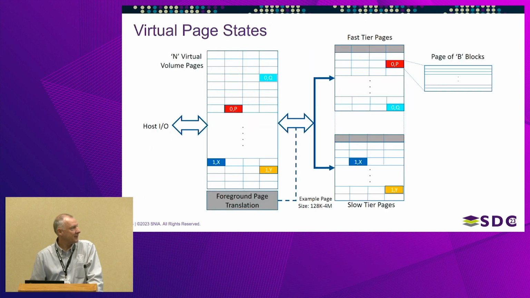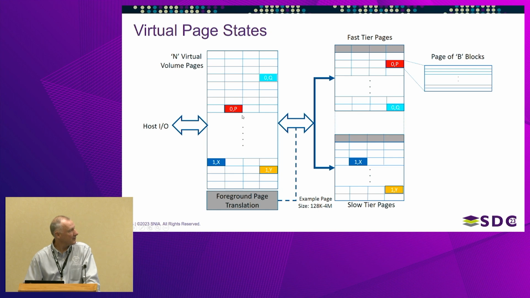Virtual page statistics, I just briefly touch on this. The way this works, just to decode what this drawing is, the virtual drive consists of a number of virtual pages that are mapped into fast tier pages and slow tier pages. These map to the physical devices. This is your virtual device. The operating system only sees this one here.